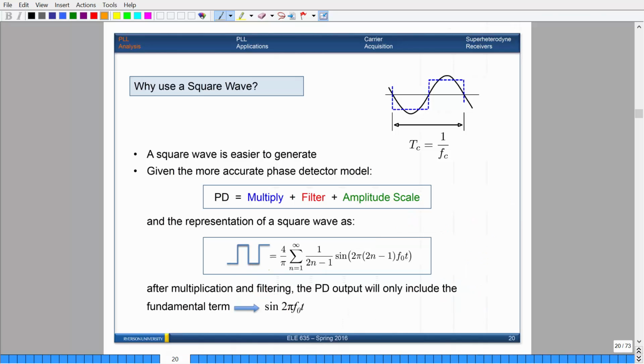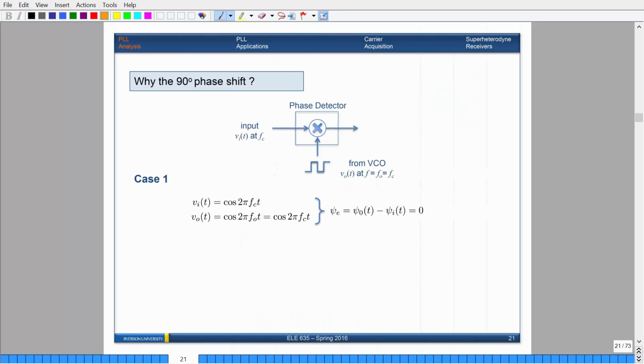Okay, so after multiplication and filtering, the phase detector output will only include the fundamental term, which is pretty much what I talked about. All right, so why the 90-degree phase shift? Let's actually start slowly here.